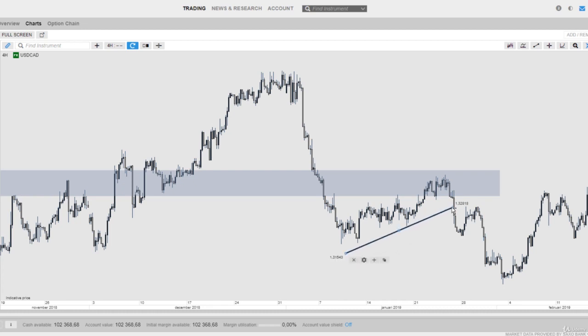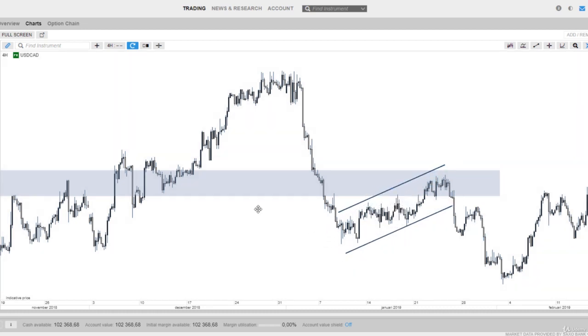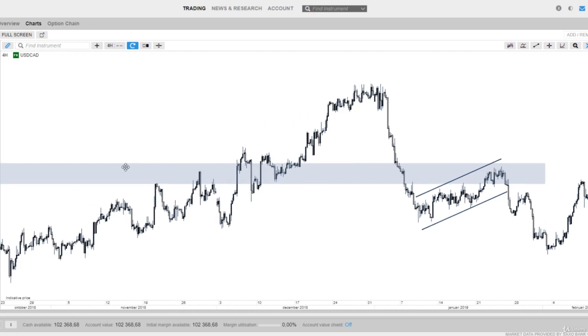It's followed by a corrective structure right back into this long-term resistance zone. Resistance, because it didn't hold as support, thus it should be a role reversal level. It should hold as resistance this time around, and as you can see, exactly this happened.